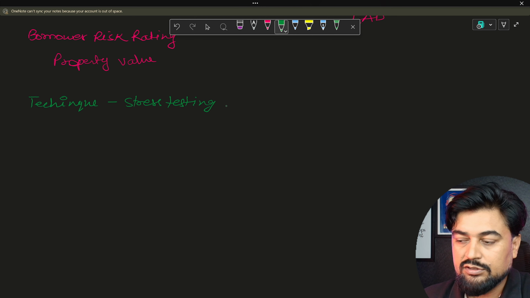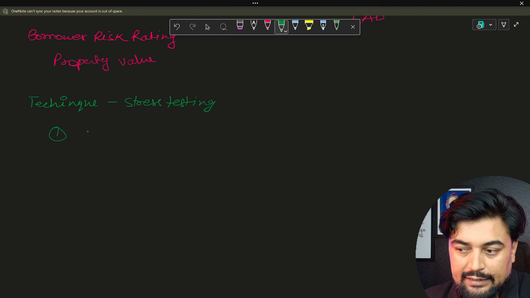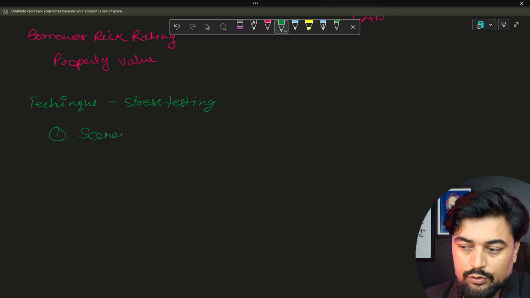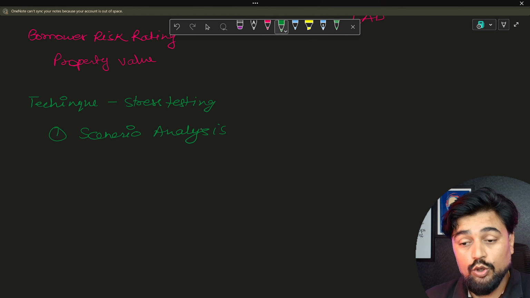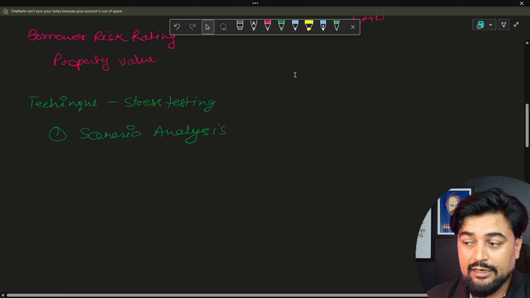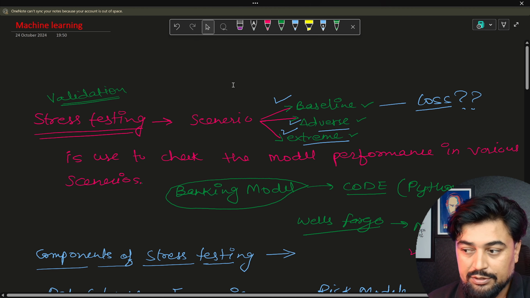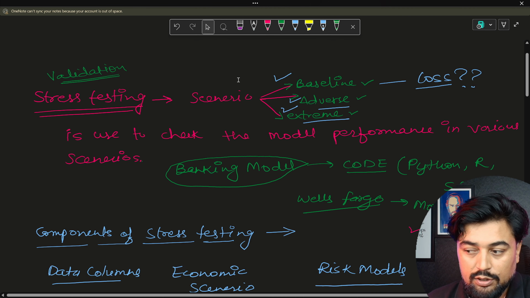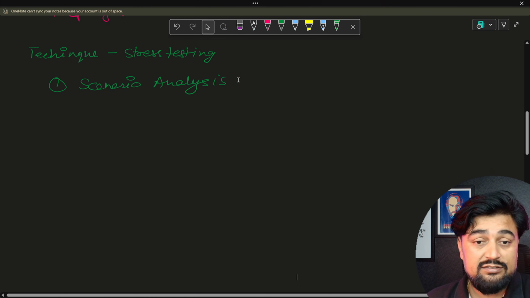Technique for stress testing. Now what are those techniques? So the number one technique is scenario analysis. What is scenario? I just told you guys previously when I was starting, and let me go up so you will understand: these are the scenarios, baseline, adverse, or extreme. So on the basis of what kind of scenario it is, you will apply the stress testing.